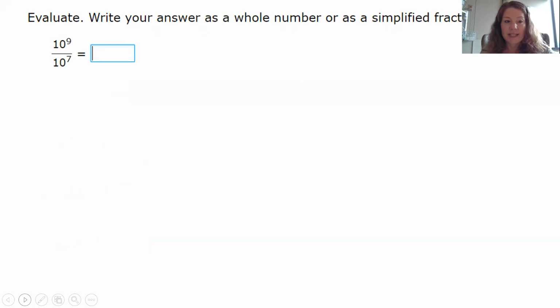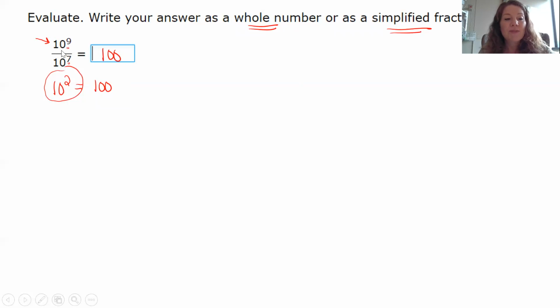Now the second section is dividing numbers that have both the same bases and different bases. On this one, we have the same base, so 10 is the base. So we don't divide 10 and 10. We simply subtract those exponents. So 9 minus 7 is +2. Since there are more 10s in the numerator, our 10 stays in the numerator. So our answer is 10 squared. That means 10 times 10 is 100. And that's my final answer, because it asks for a whole number or a simplified fraction. They do not want this answer in exponential form. They want a final answer.